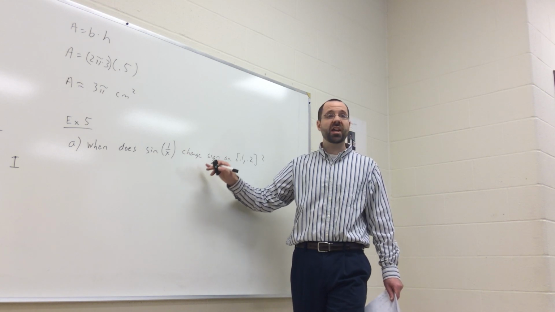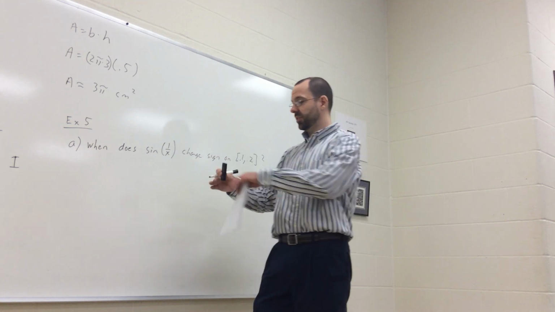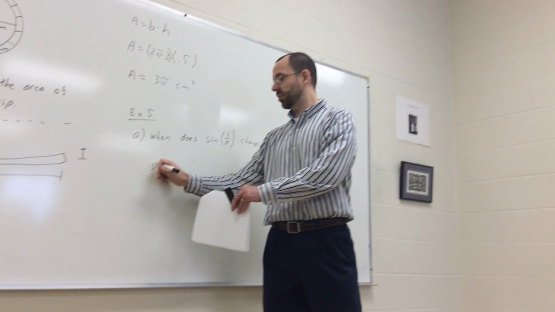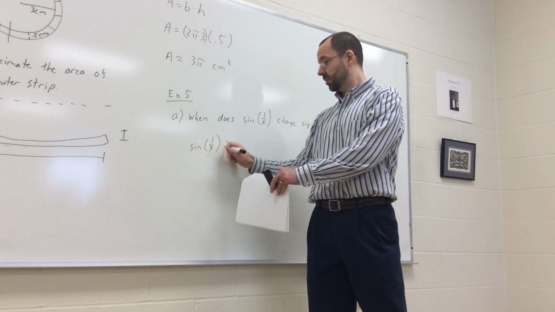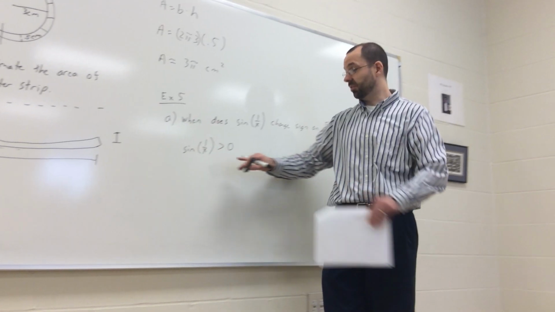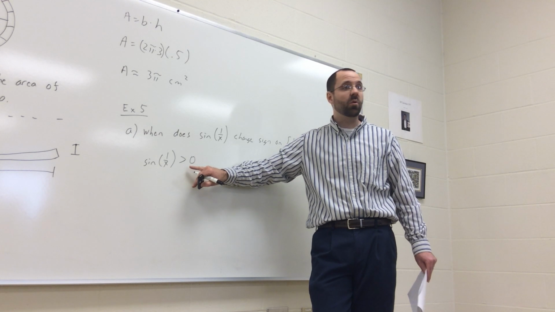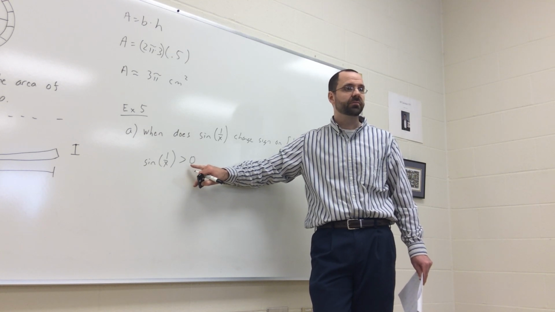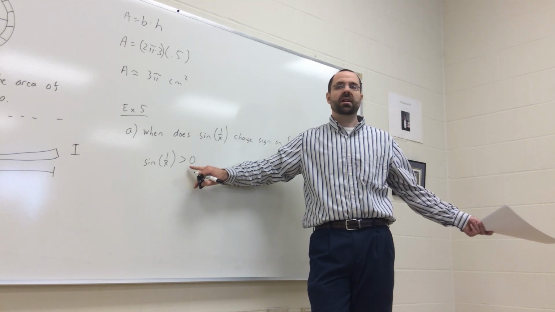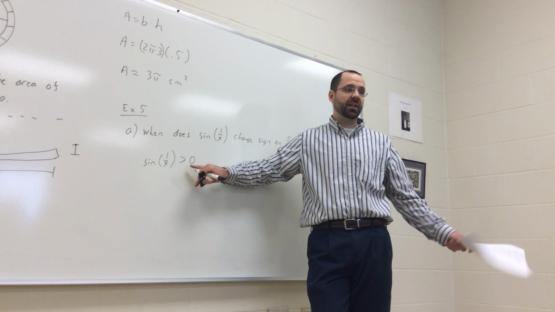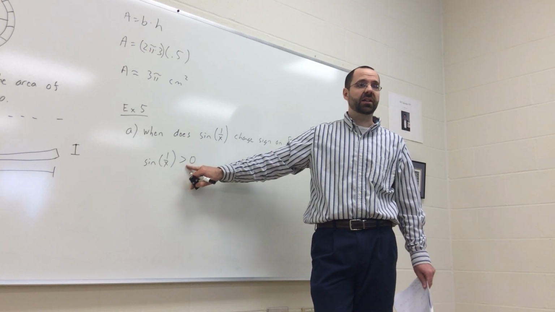Okay, so to figure out when it changes from positive to negative, essentially I'm solving this equation. When is this quantity bigger than 0? AKA, when is this quantity positive? So if I want to figure out where it changes sign, I need to figure out when it's positive and when it's negative. So essentially I'm solving that inequality.